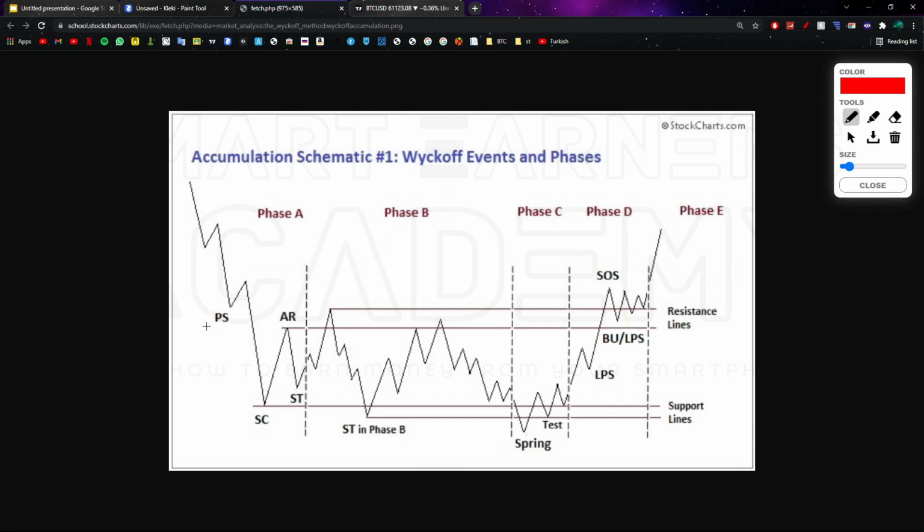So we have our preliminary support or preliminary supply, whatever you want to call it, right? And then we have our selling climax, and then we have our automatic rally, same thing, right? Sometimes it might break structure to the upside. It usually might not. That's just something that you need to look out for yourself, right? So we have our selling climax, our automatic rally. Then we have yet again our secondary test.